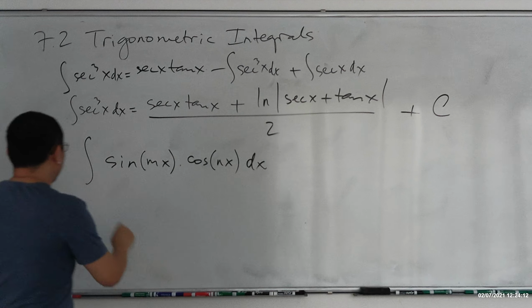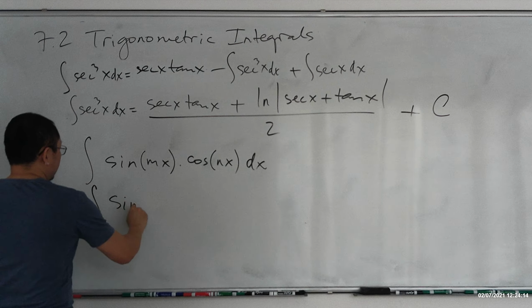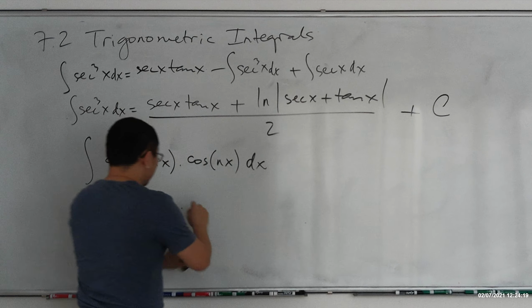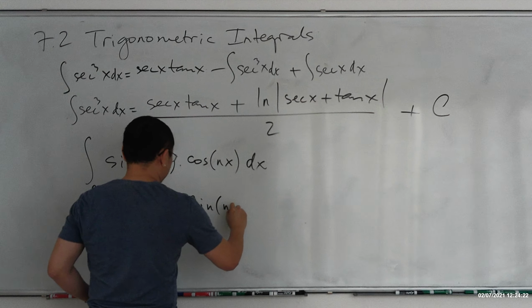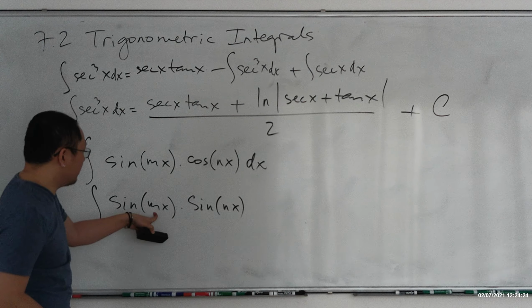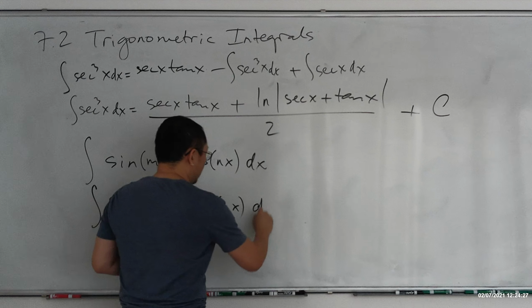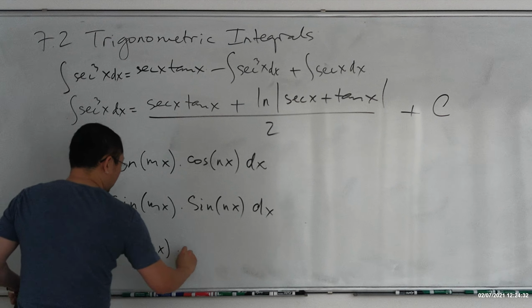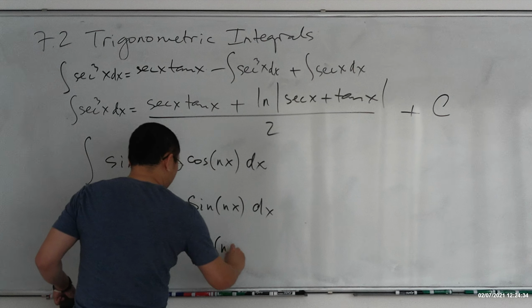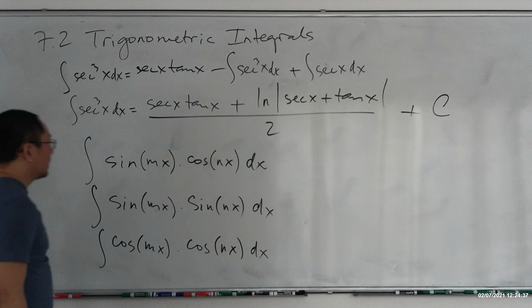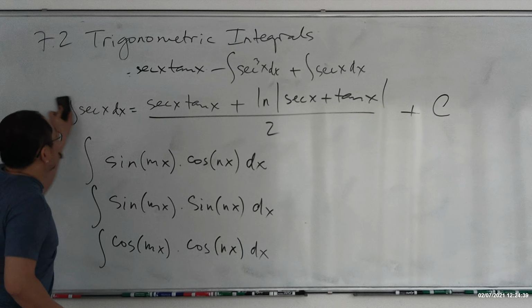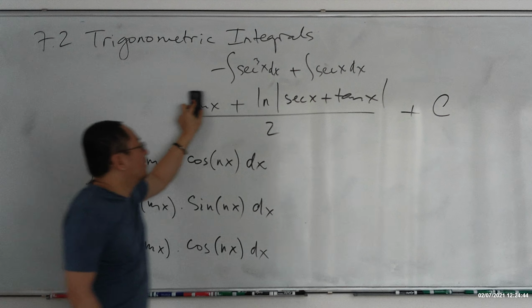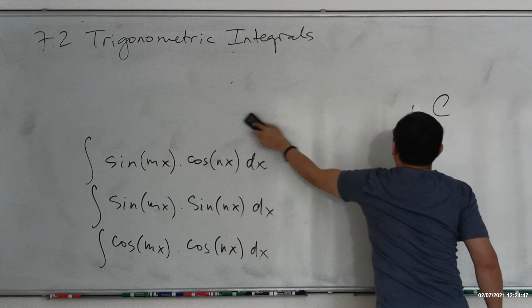Or you can see something like the integral of sine mx times sine nx. So same sign, but this is m times the angle, this is n times the angle. Or the integral of cosine mx times cosine nx dx. Okay. So the third type of trig integral you see is a product of sine times cosine of multiple angles.